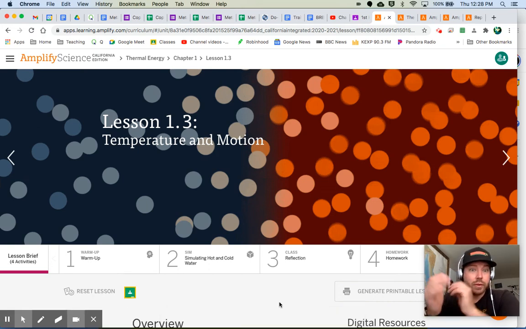Hey, welcome today to lesson 1.3 of thermal energy, temperature, and motion. I wore my molecule shirt today specifically for this lesson because we're going to be talking a little bit about molecules.